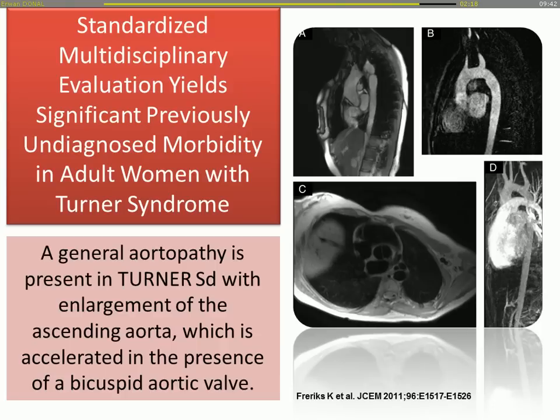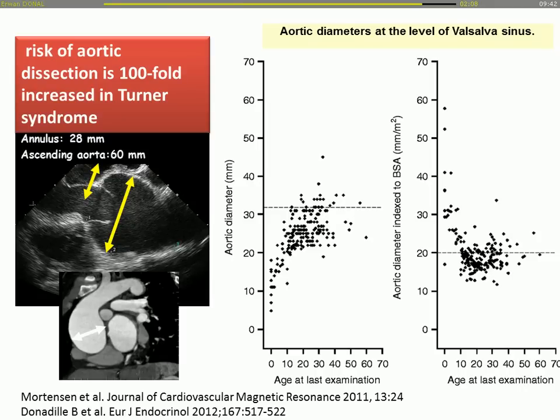We don't know. And I want to finish with the Turner syndrome, because this is a very problematic subject, because the prevalence of the bicuspid aortic valve is very high, the prevalence of the aortic ascending dilatation is very high, and the risk of aortic dissection is increased by a factor of 100 if you have a Turner syndrome, according to the age of the population. So it's a huge risk of dissection of the ascending aorta.